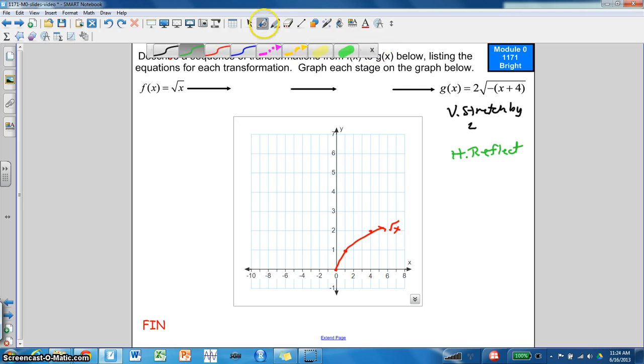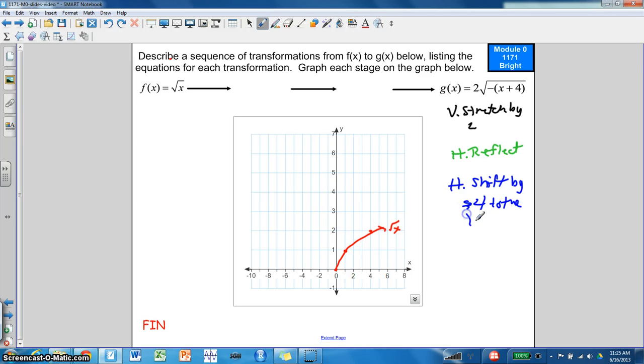Okay, and then the last thing I have is a horizontal shift by -4. Okay, or I can say by 4 to the left. Okay, so now I have to decide in what order to do them in.